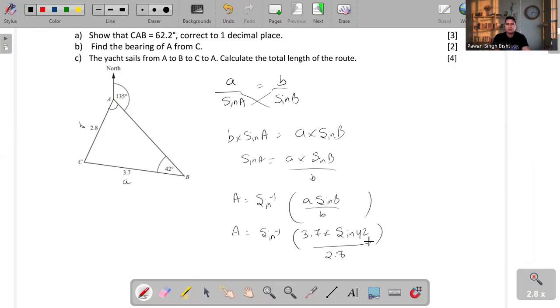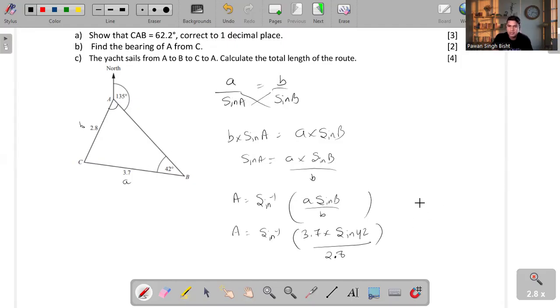To find angle A, you need to use your calculator. Press shift sine and then a fraction: 3.7 times sine 42 divided by 2.8. Just a second, what mistake have I made? Oh, sorry, by mistake I took it as 28. It is 2.8. Let me check again, 2.8, yes.